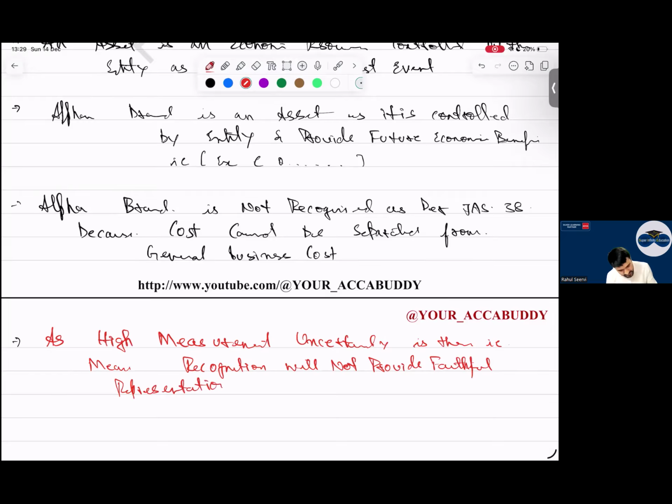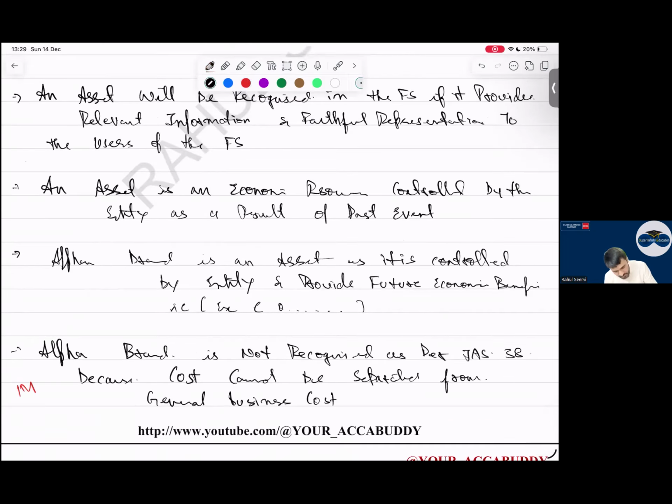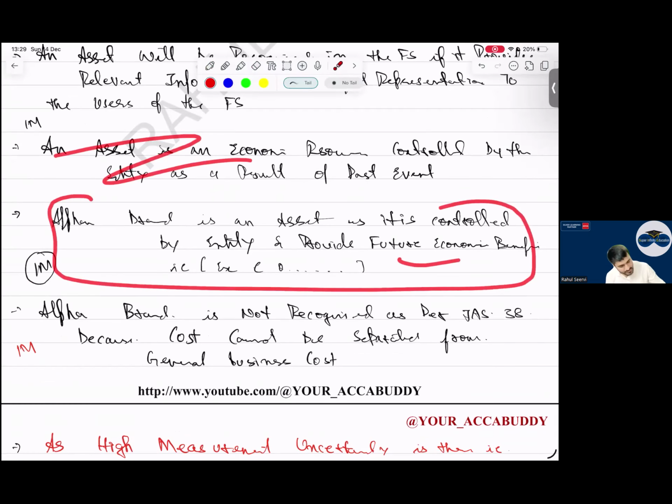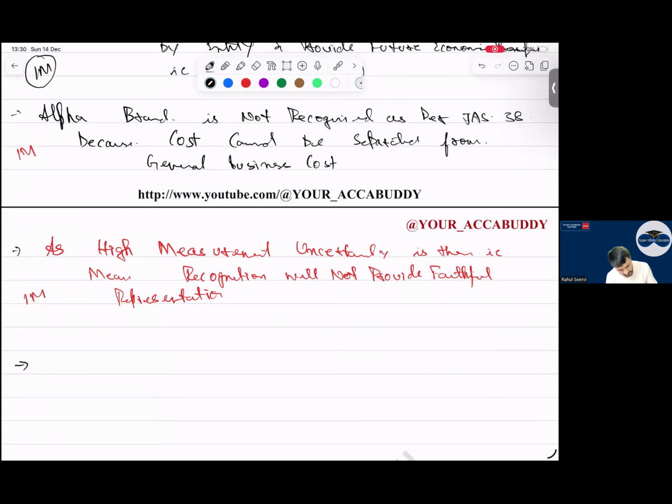This and the conclusion part in this one 1 marks, इन दोनों का तो जैसे बोला कि 1 marks तो मिलेगा ही, 1 marks and this also 1 marks. If you have not written this but directly you mention it is an asset because future, it's okay. 1 2 3 4 and last one conclusion point. So conclusion क्या देंगे अपन? Therefore, can for the non recognition of Alpha brand is consistent.